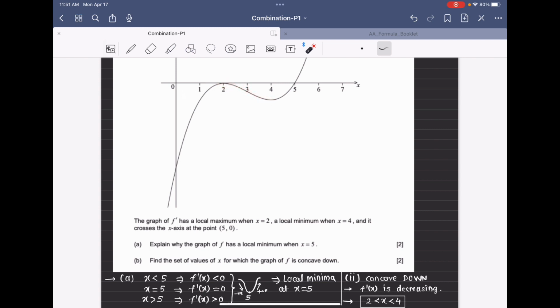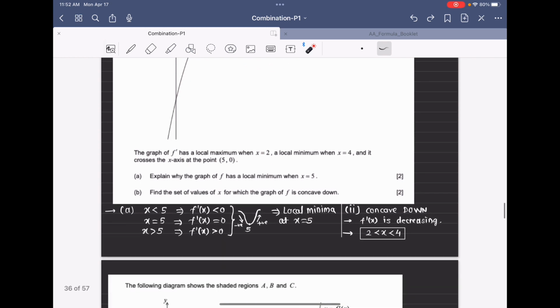If f is decreasing, that means the whole part is decreasing. If f is increasing, that means the whole part is increasing. But right now they are talking about concave down, which means f dash x is decreasing. That happens between 2 and 4, because you can see here it is decreasing. Otherwise it is increasing. So f dash x is decreasing between 2 and 4. So f is concave down for 2 less than x less than 4.